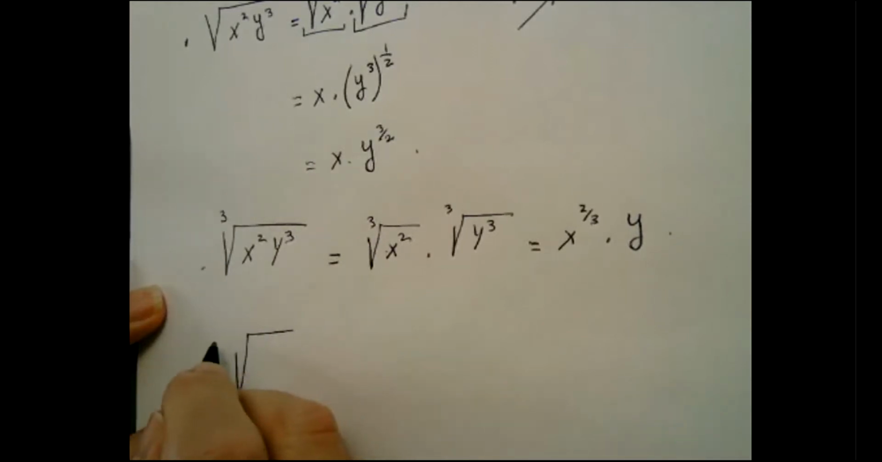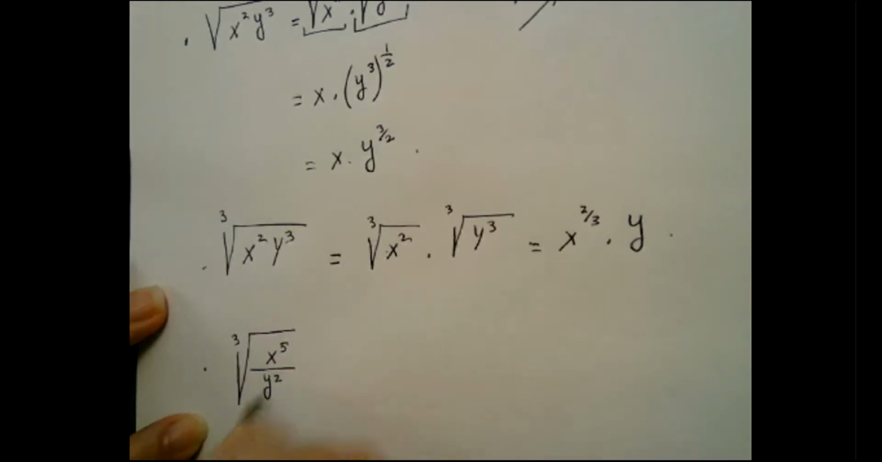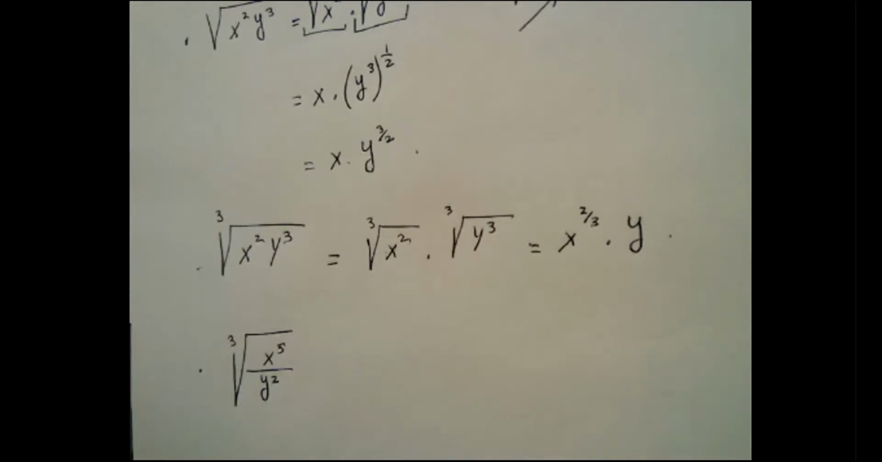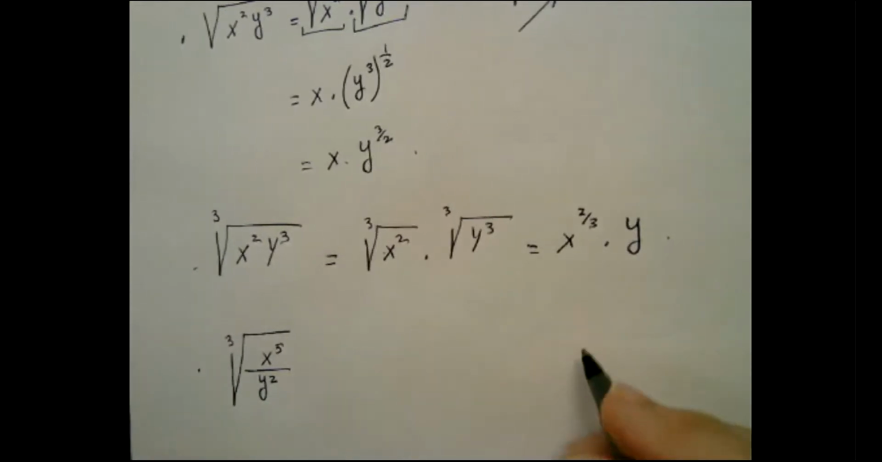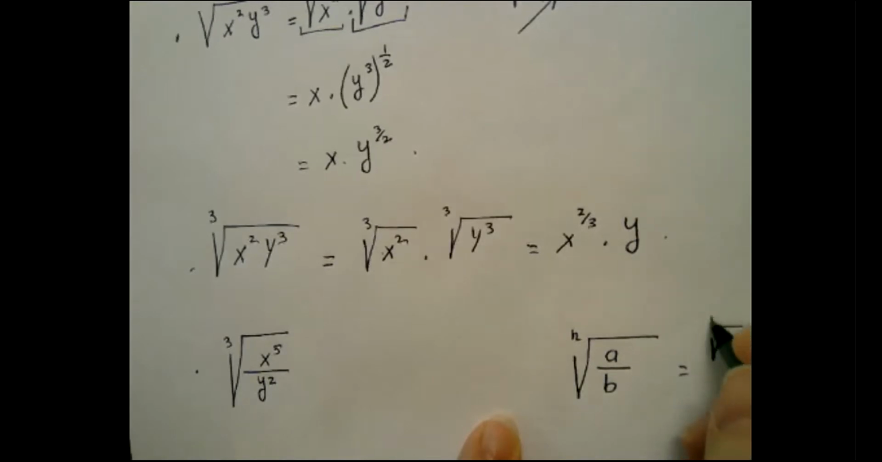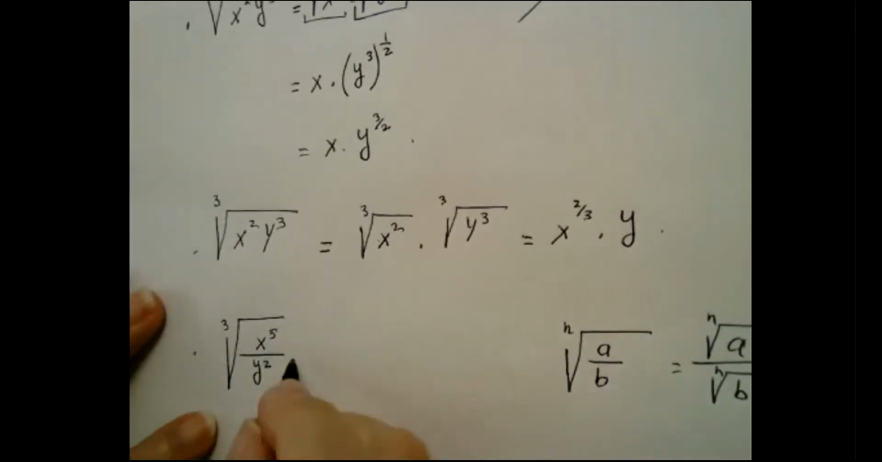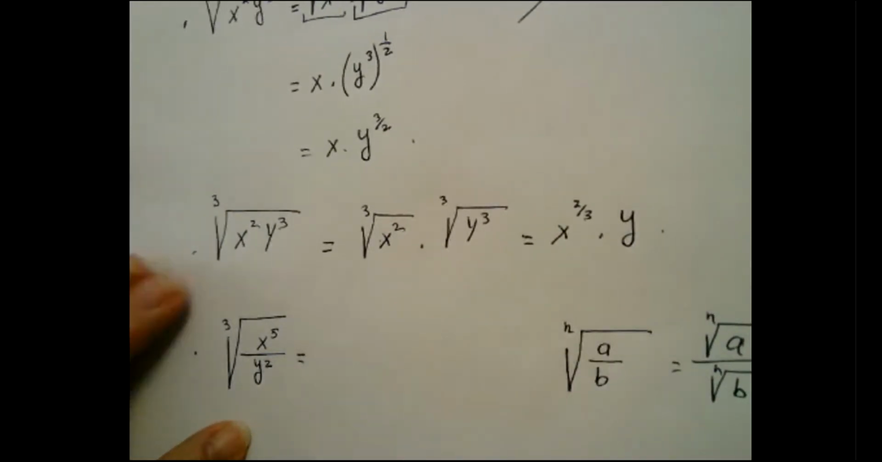What's the cubic root of x to the power 5 over y squared? Okay. Now, again, one of the rules of the exponent is that if you have a over b, the nth root is the nth root of a over the nth root of b. So if you have division, we can also split them. And then once we use this, we can proceed slowly.